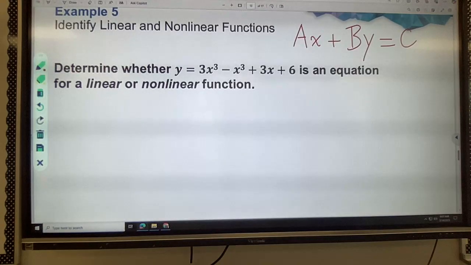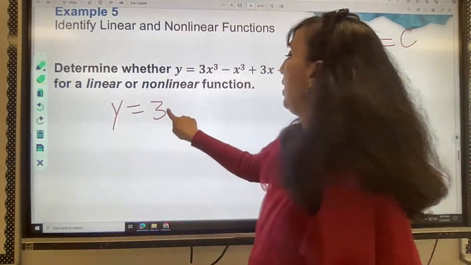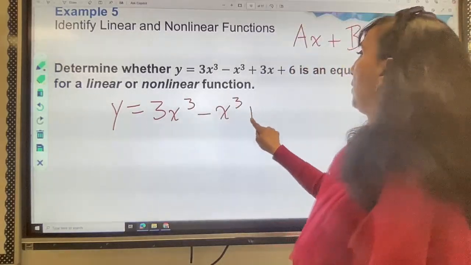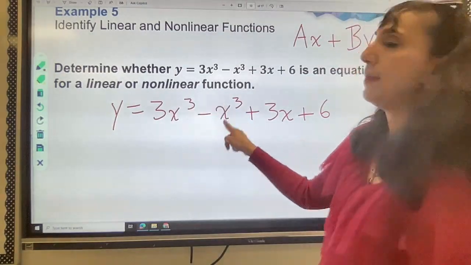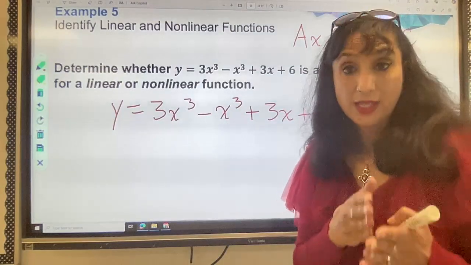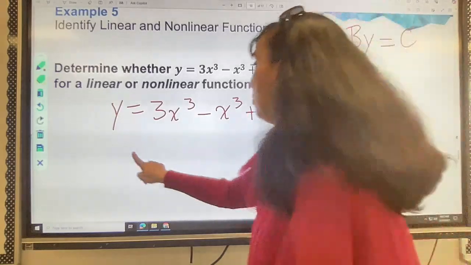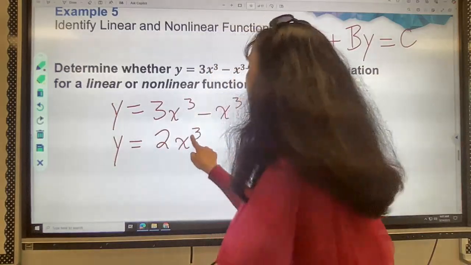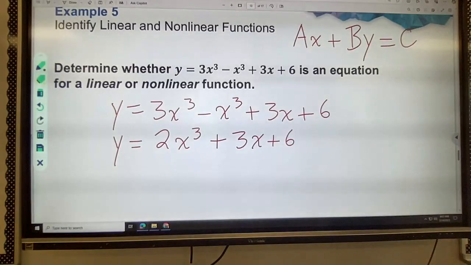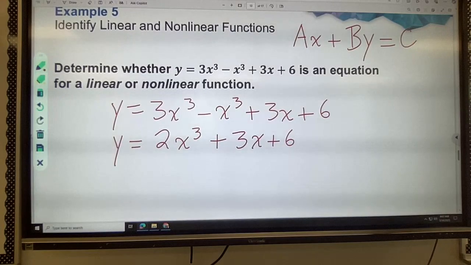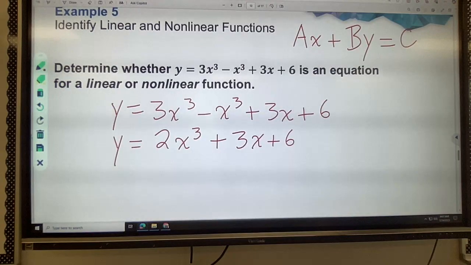So we are going to go ahead and start simplifying this. We take the original equation, which is y is equal to 3x cubed minus x cubed plus 3x plus 6. And so what is 3x cubed minus x cubed? So I've got 3x cubed, x cubed, remember the coefficient of x cubed is 1. So minus 1x cubed, and that gives me y is equal to 2x cubed plus 3x plus 6. All right, and then next I am going to subtract 2x cubed and 3x from each side.